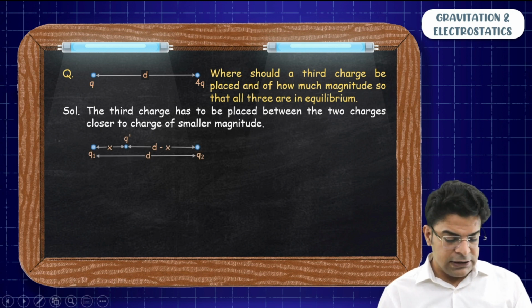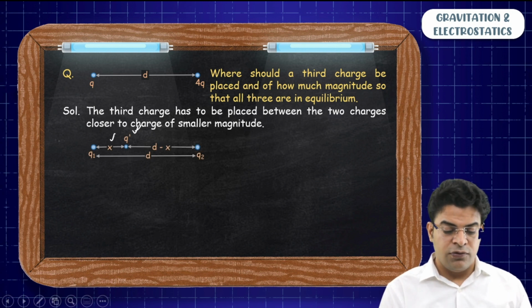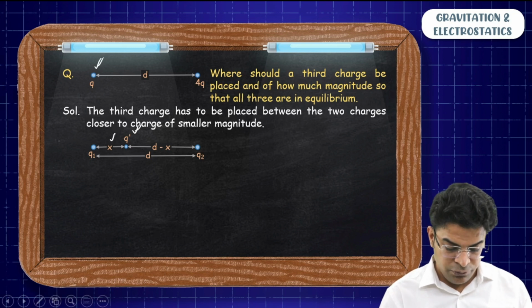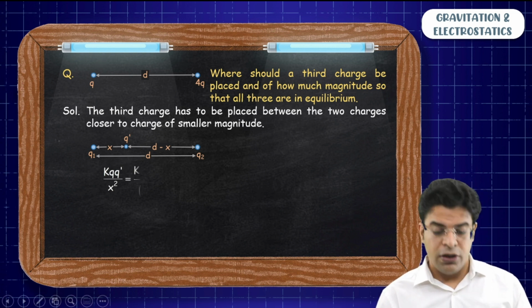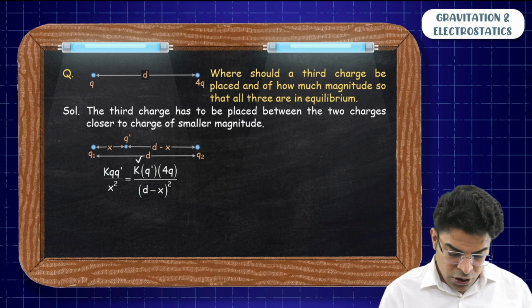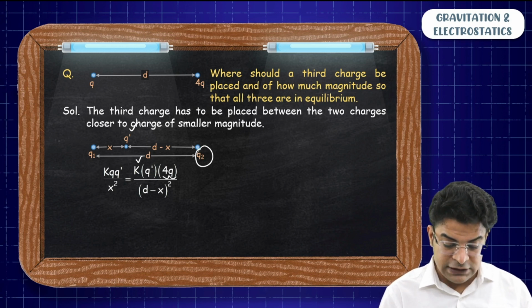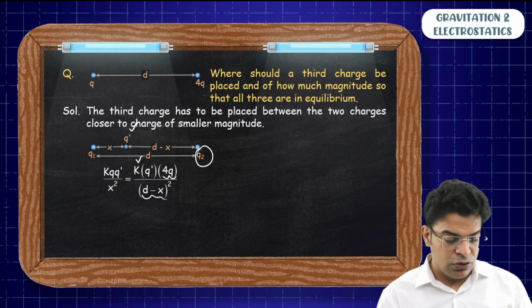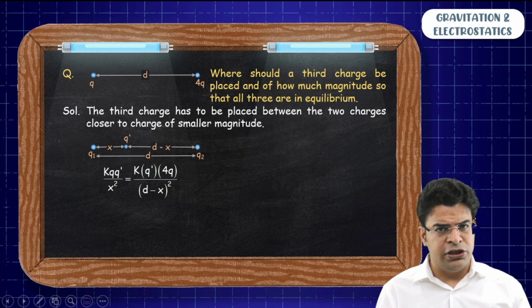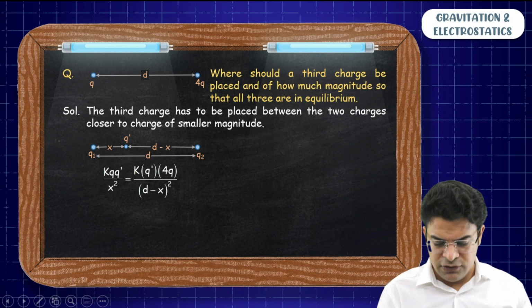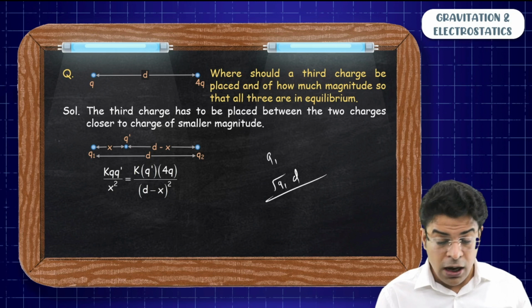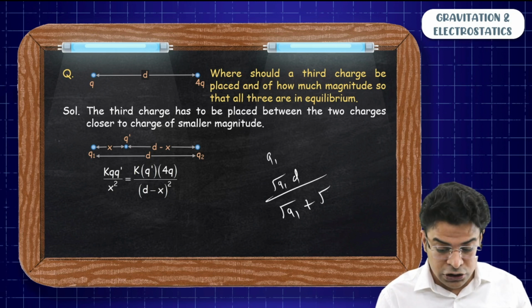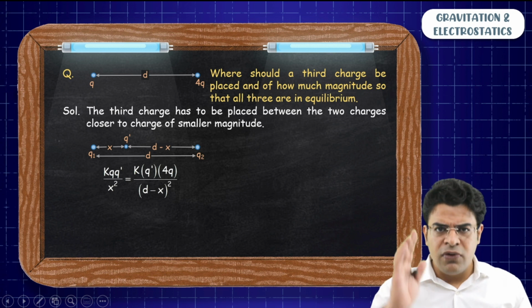right? And let's say we have placed the third charge at distance x from the first charge, which is q. So you will say k into q dash upon this distance x whole square equals k into q dash into 4q, the second charge q2, upon d minus x whole square. Sir, why are you not directly using the formula? You can use the formula directly as well, that the distance from q1 will be given by root q1 into d upon root q1 plus root q2. Okay, but I am trying to go through the basics.